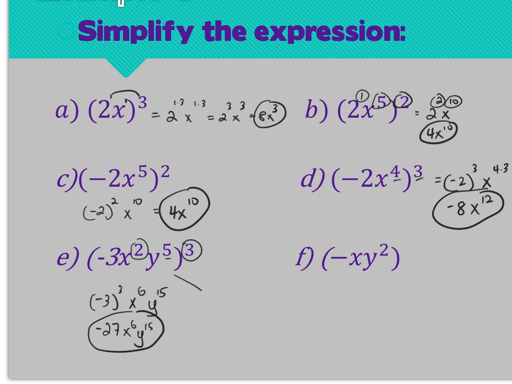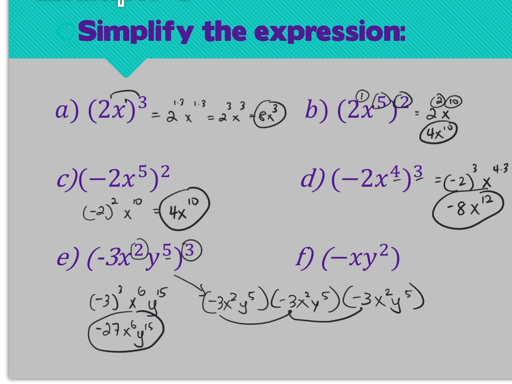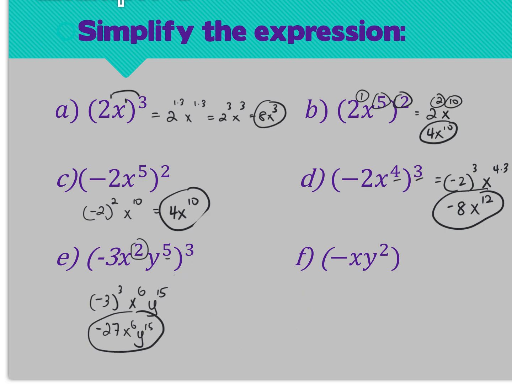Again, I could just do this the long way. I could do negative 3x squared y to the 5th, and I could multiply it by itself 3 times. And just to kind of prove to you here that it works, right? Let's just do it one more time the long way. Notice I've got negative 3 times negative 3 times negative 3, negative 27. X squared times x squared times x squared. Well, that's 2 plus 2 plus 2 is 6. And y to the 5th, y to the 5th, y to the 5th. So that's going to be y to the 15. But again, imagine if this exponent was 7. Do you really want to write this out 7 times? You don't, right? So you definitely want to learn the shortcut.